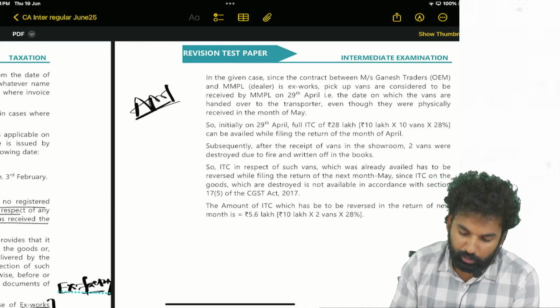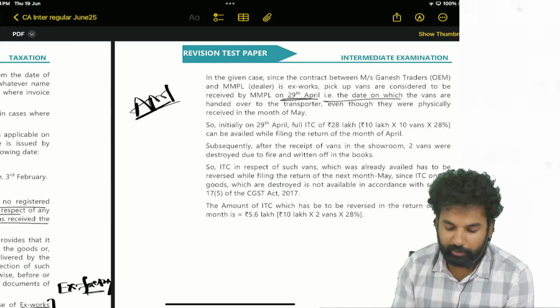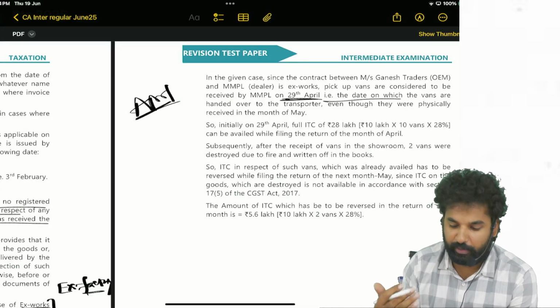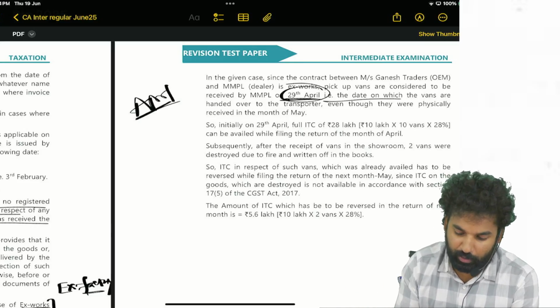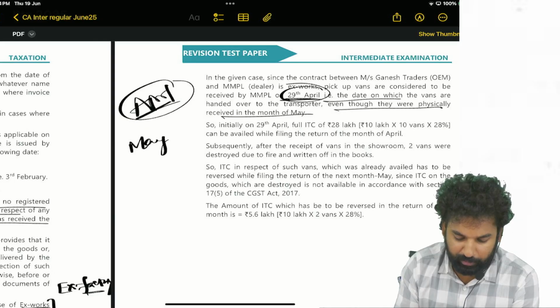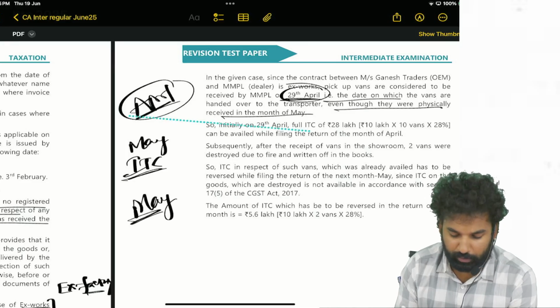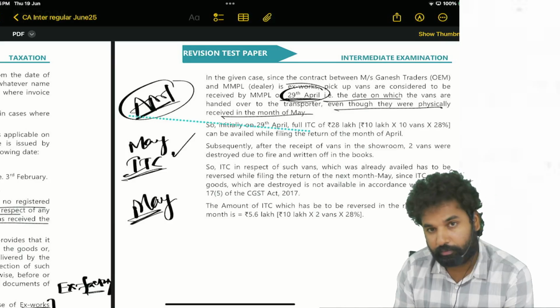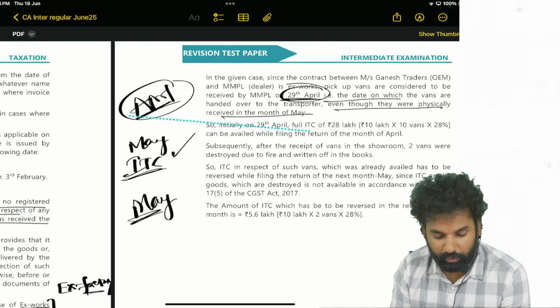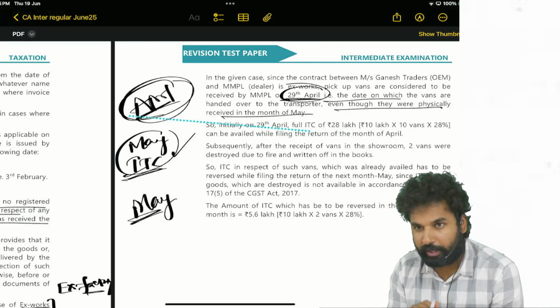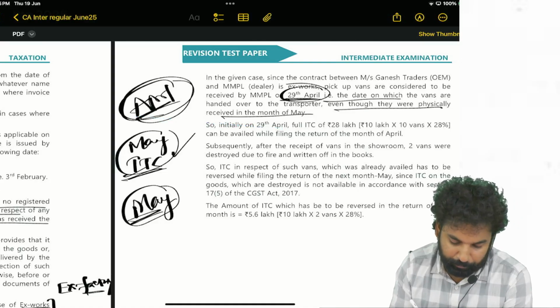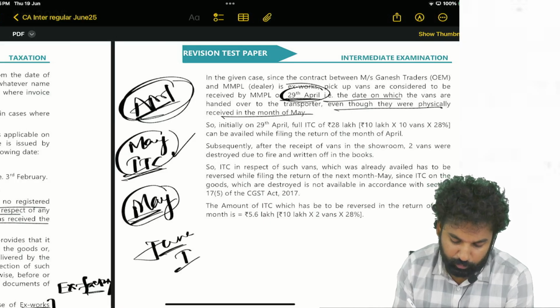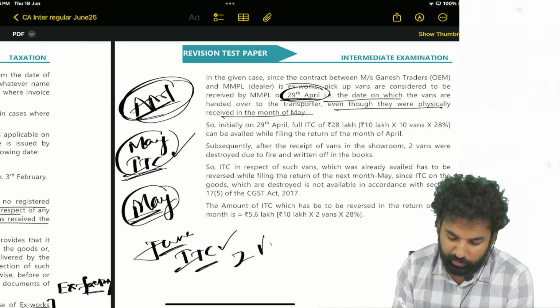Okay, right. So on 29th, it is received at the factory gate. So 29th it has been received. It can be treated as received, even though they were physically received in the month of May. So for the month of April, ITC has been availed. But in the month of May, they got damaged. Okay, ITC taken in the month of April. But in the month of May, ITC has to be reversed. So that means, while filing in June, ITC to be reversed for 2 vans.